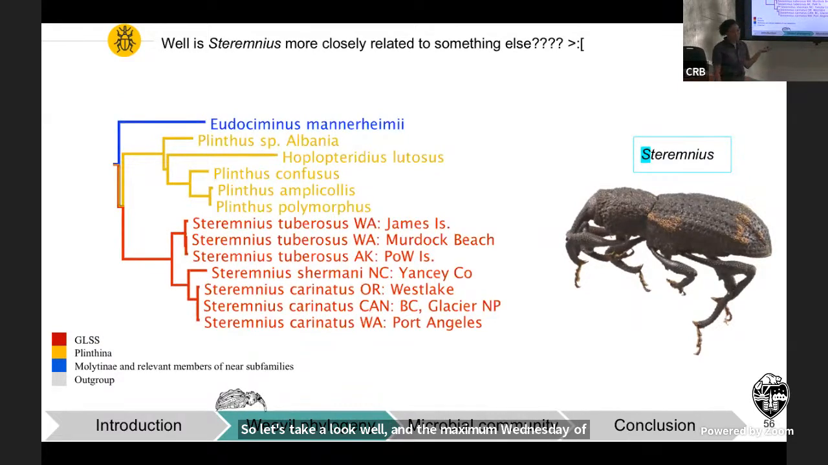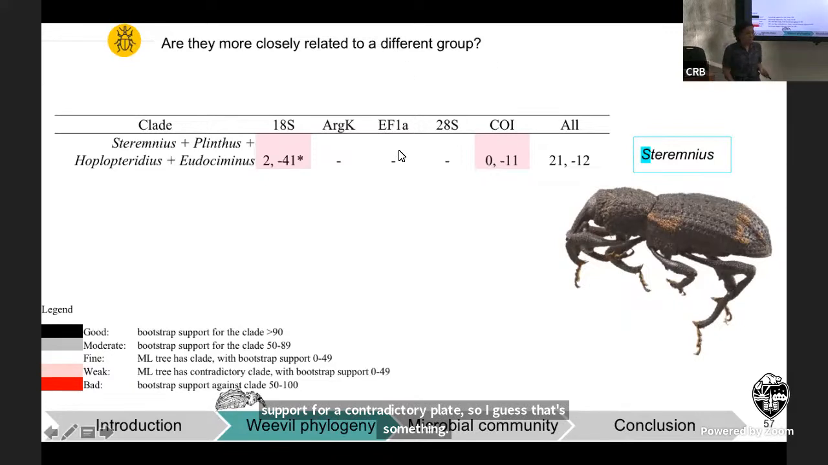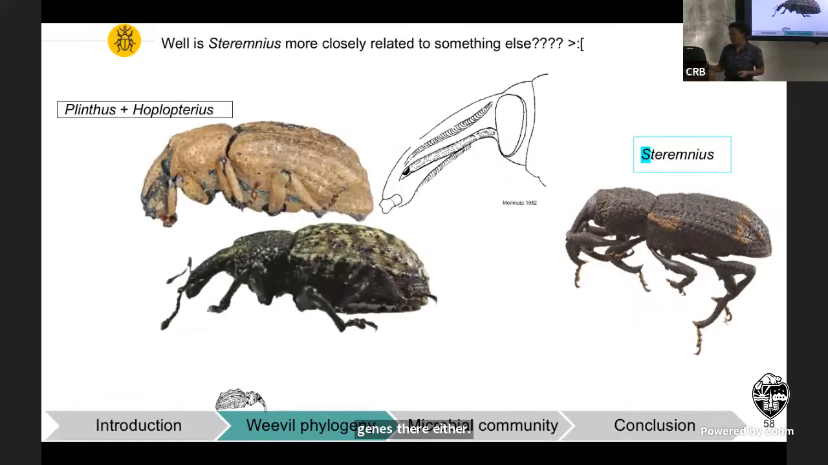It was close to some other Plinthina from around the world. So things like Plinthus and Hoploptridius. There's also this guy, Eudosominas, in there. That clade, again, doesn't have a super high amount of support. There's moderate support, kind of fine support with all genes, but it doesn't really correspond to the individual genes. So 18S and CO1 kind of have weak support at best. There's not high support for a contradictory clade, so I guess that's something, but I also didn't have information for a lot of the genes there either, so kind of not enough information to say.